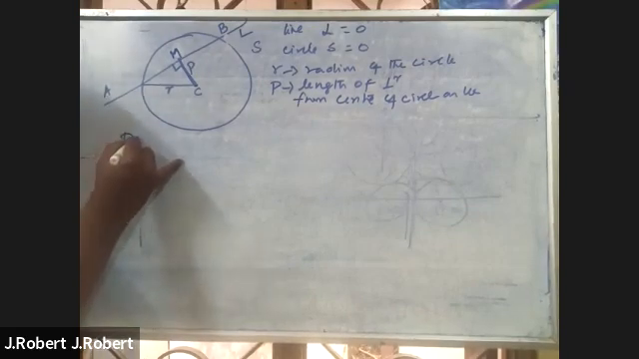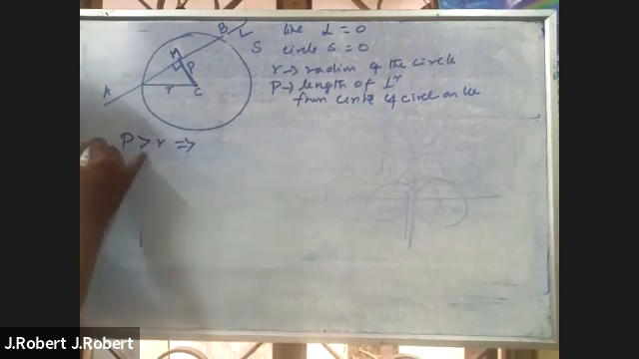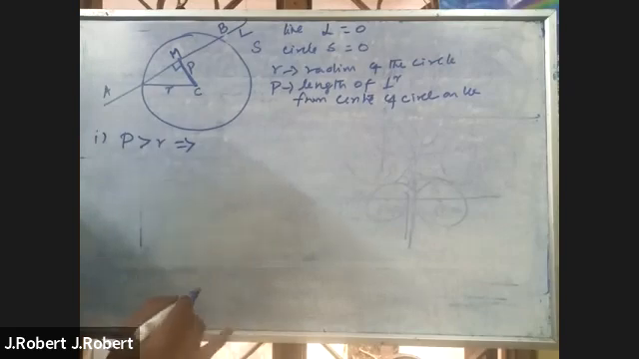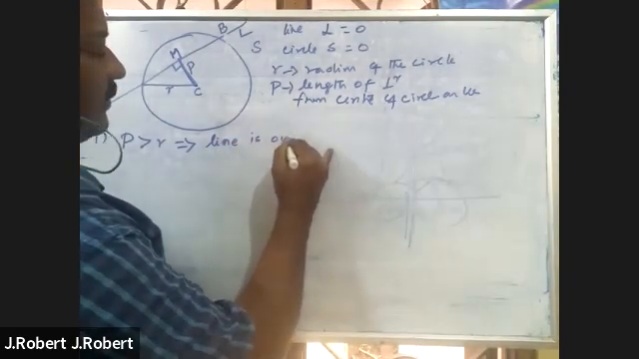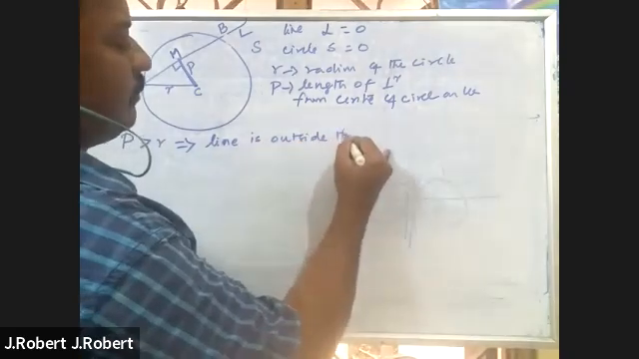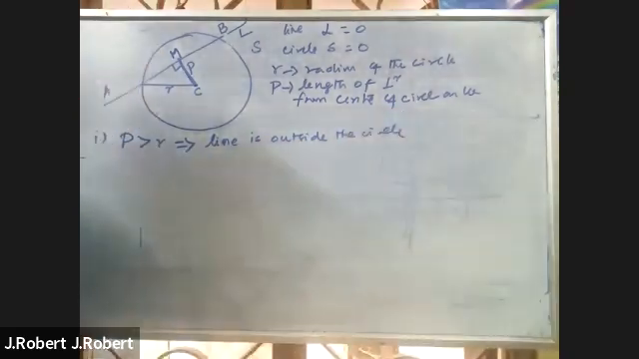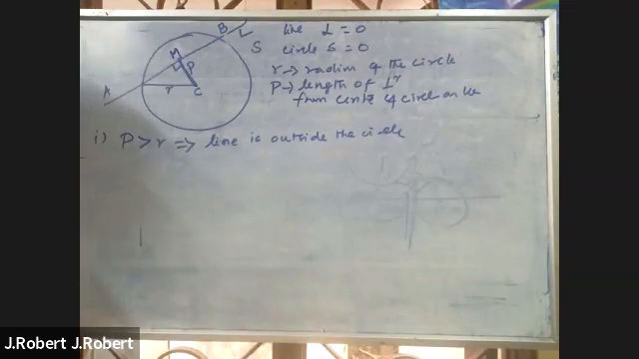Now I will compare the two one by one. If P is greater than R, then the line is outside the circle. The line will not be inside the circle. See how I am giving a comparative study of the relationship between a line and a circle: whether the line lies inside the circle, outside the circle, or on the circle. We are going to see all three.